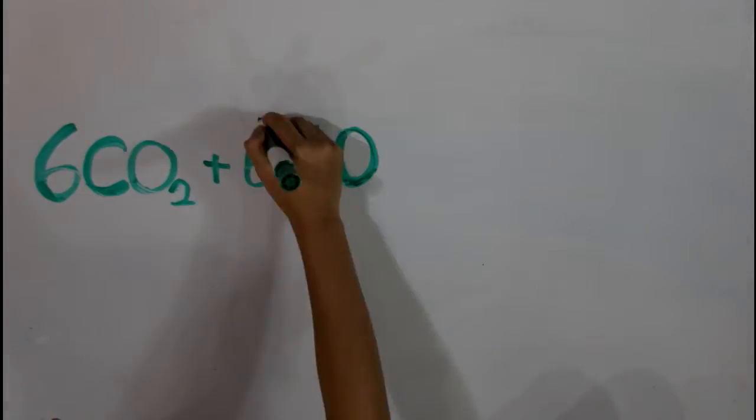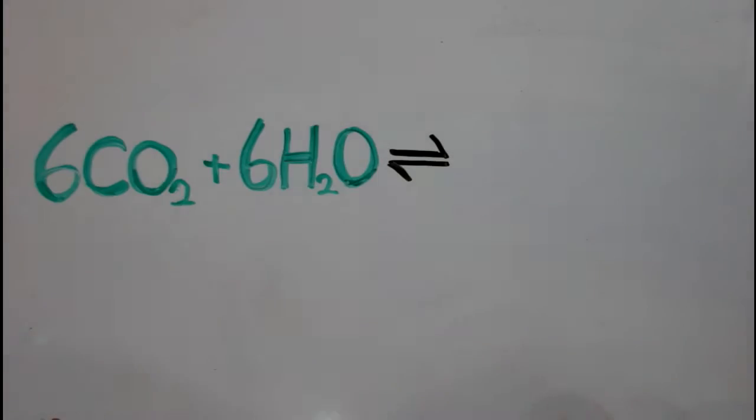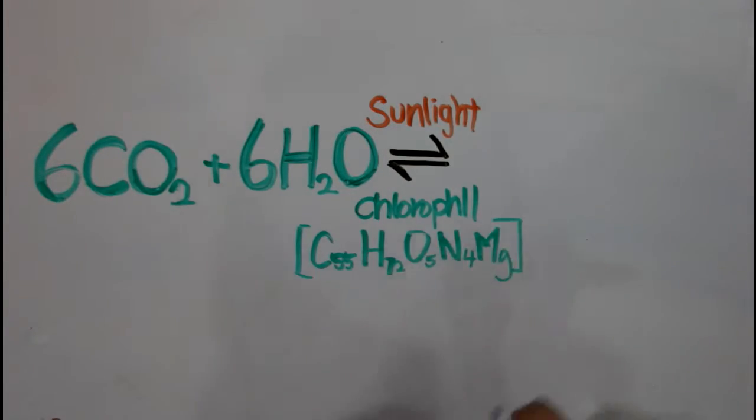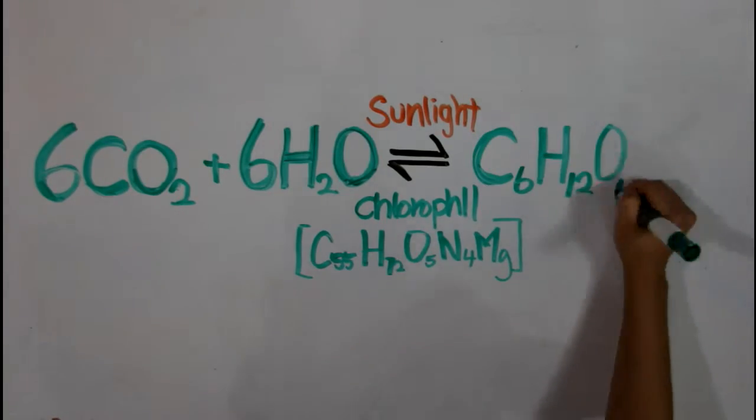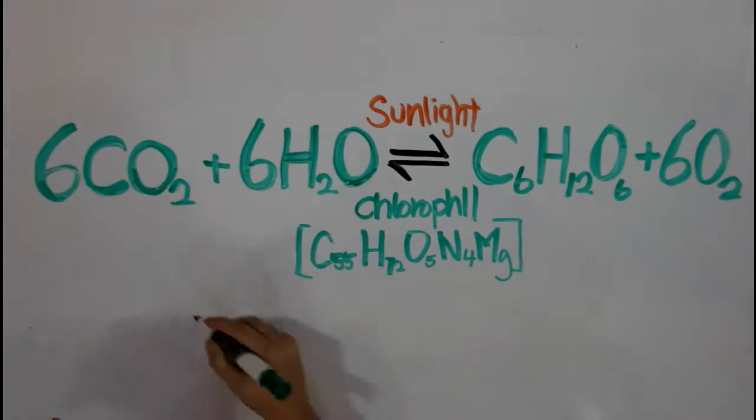Now looking at the chemical aspect of this, we have the photosynthesis equation, which is 6CO2 plus 6H2O with sunlight and chlorophyll yields C6H12O6 glucose plus 6O2.